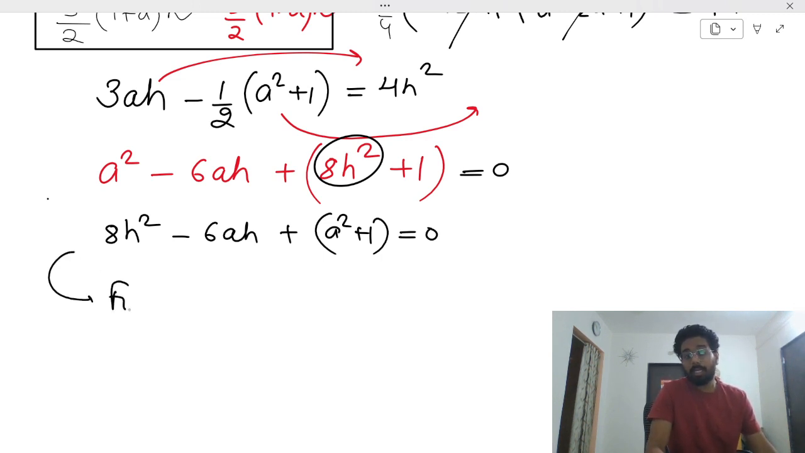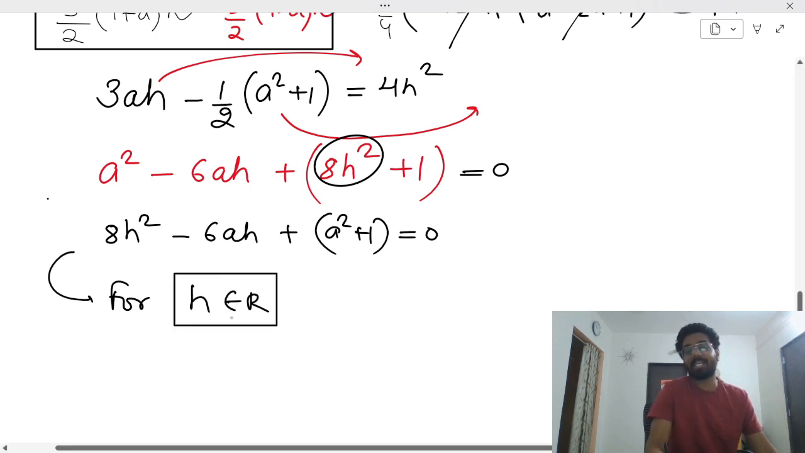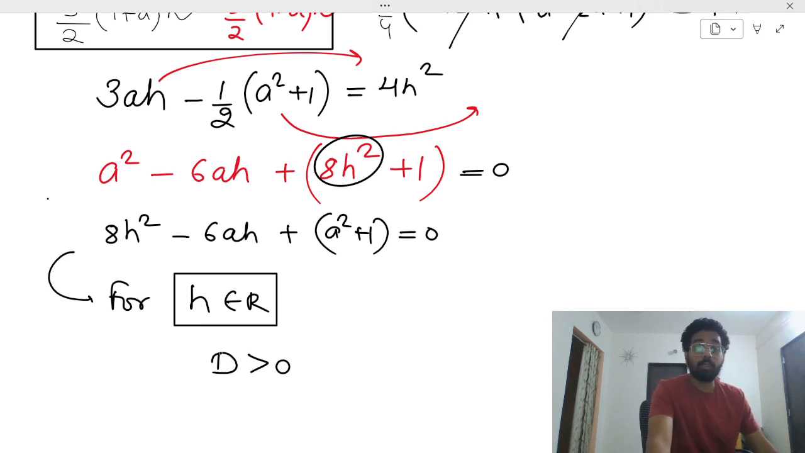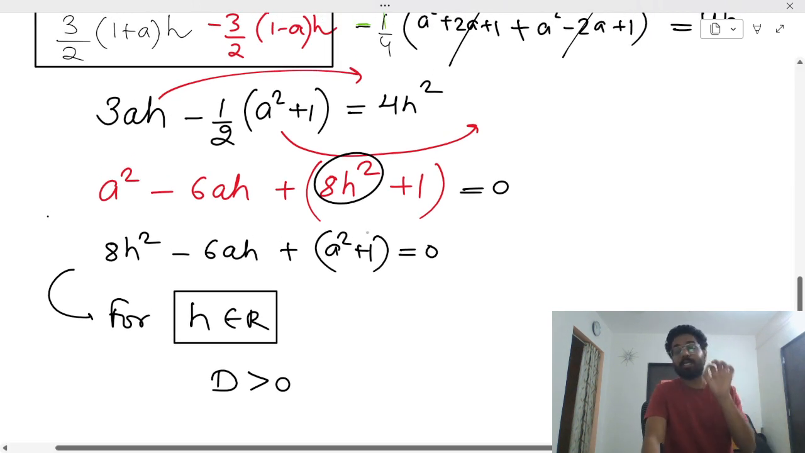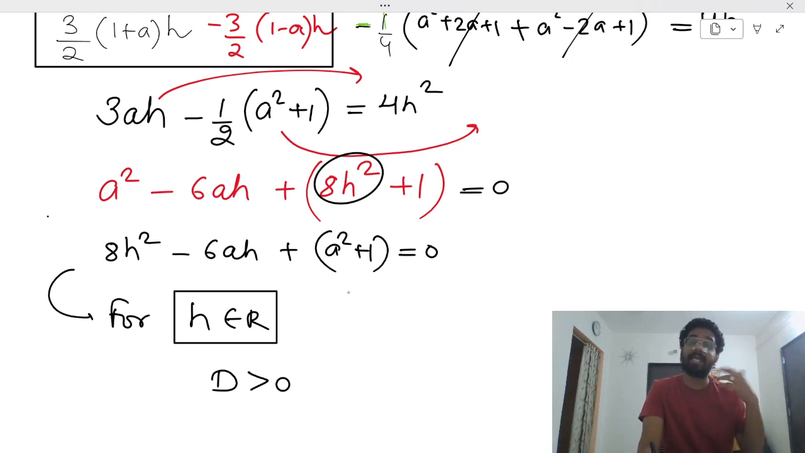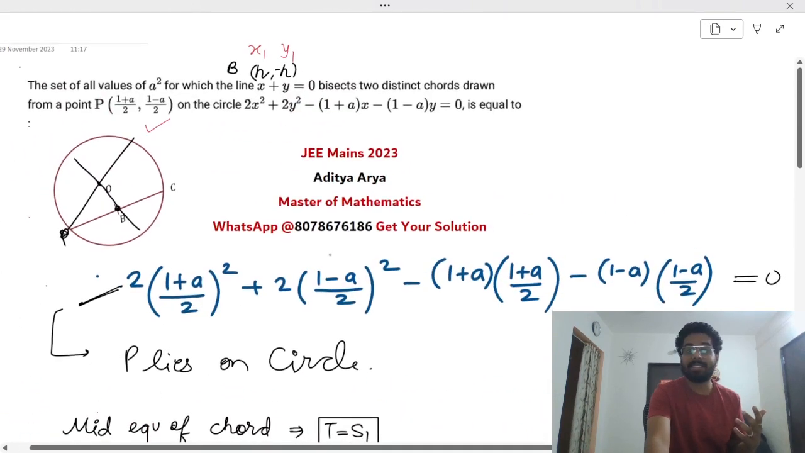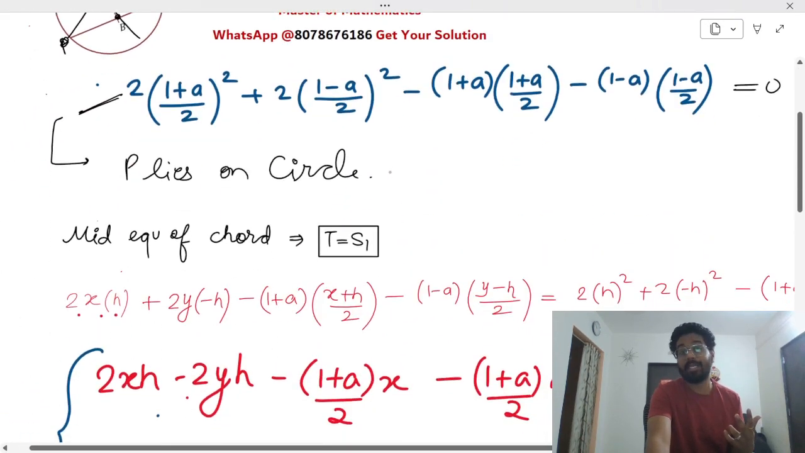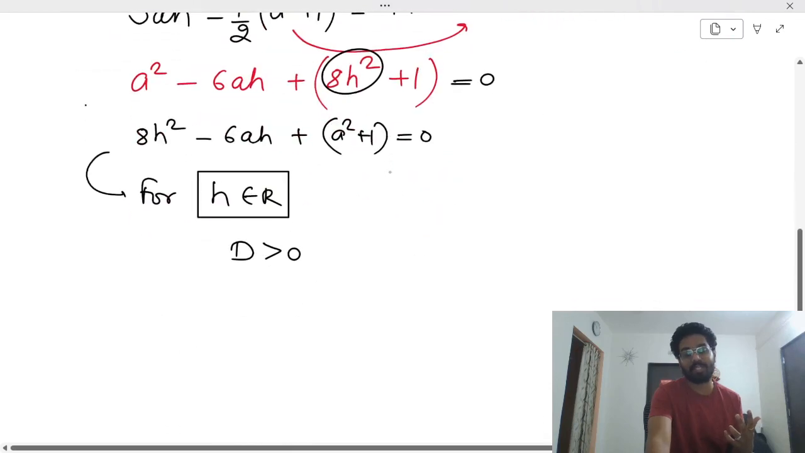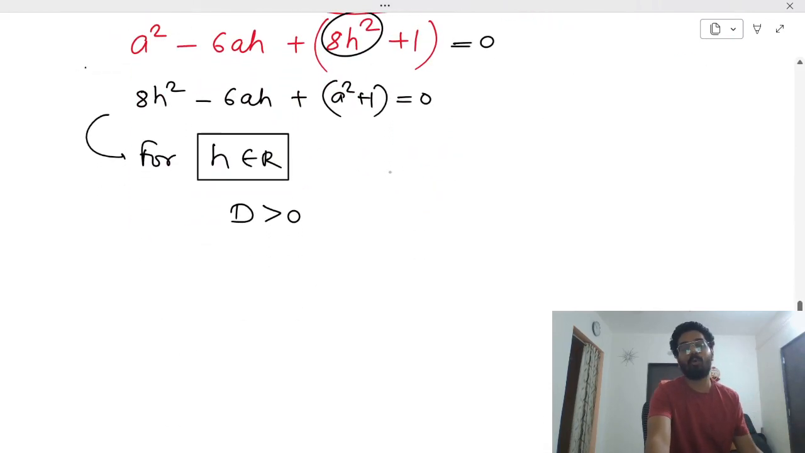So for real value of h, its discriminant needs to be greater than 0, isn't it? Alright. Now, why not equal to 0? If the discriminant is equal to 0, it will give the same value of h. But guys, we are having two different chords. See, this line bisects two distinct chords. So I need to have two different values of h. That's why the discriminant needs to be more than 0.